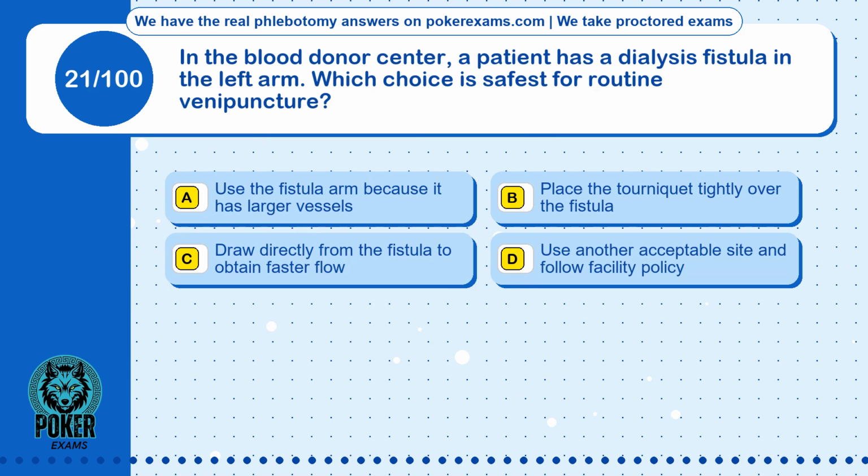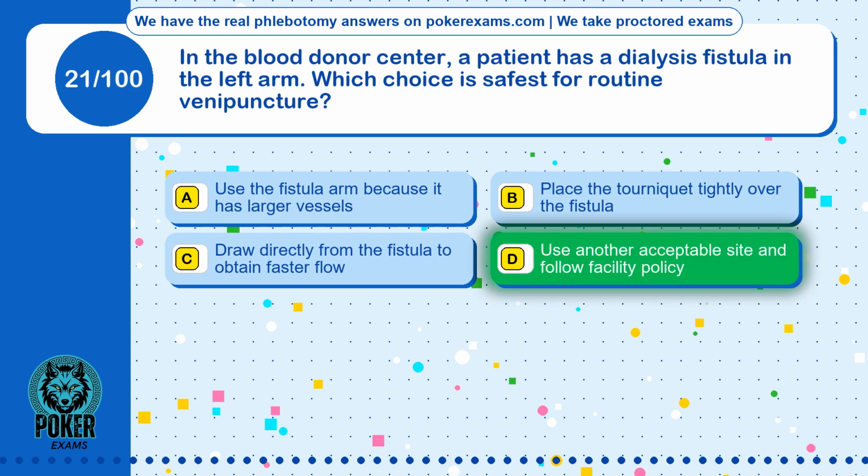Question 21. In the blood donor center, a patient has a dialysis fistula in the left arm. Which choice is safest for routine venipuncture? Option A, use the fistula arm because it has larger vessels. Option B, place the tourniquet tightly over the fistula. Option C, draw directly from the fistula to obtain faster flow. Option D, use another acceptable site and follow facility policy.